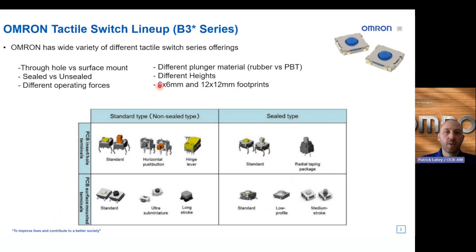And then the two traditional footprints that the Omron tactile switches come in are the 6x6 millimeter and the 12x12 millimeter. We do have one exception, which is the B3U, which is very ultra small, ultra subminiature. It's about a 1x2 millimeter tactile switch, and that would be the one exception to these two footprint sizes. And then there is the plethora of offering that Omron has.